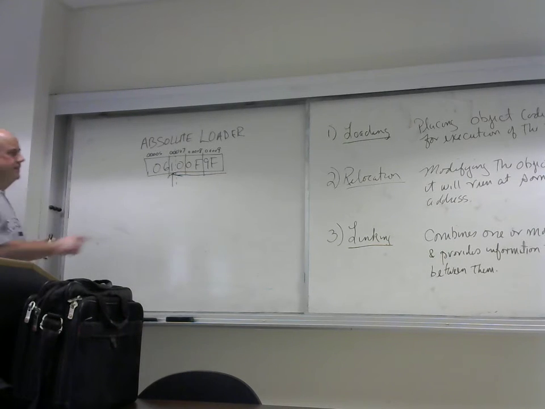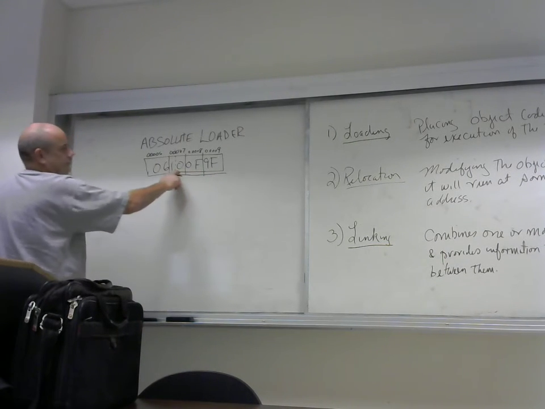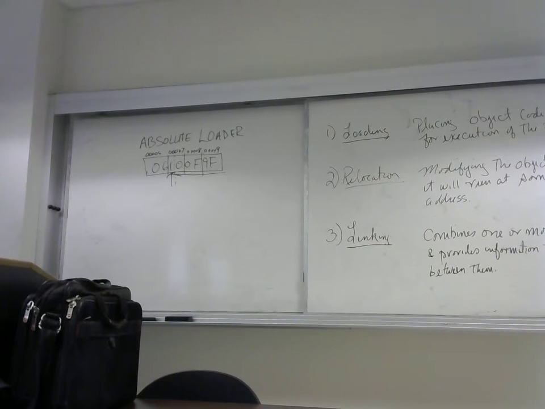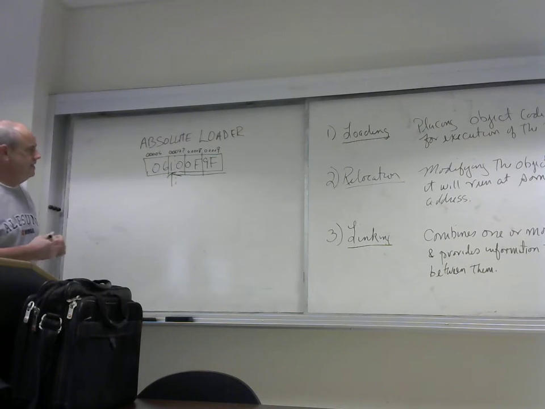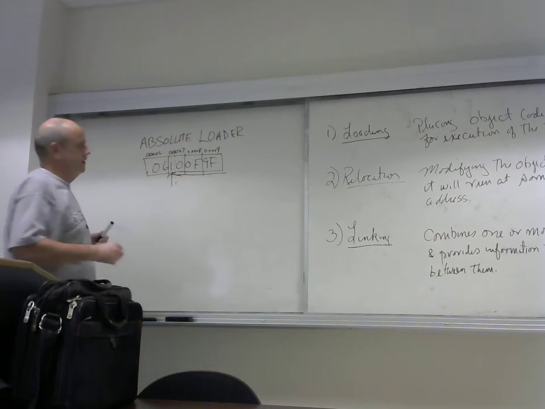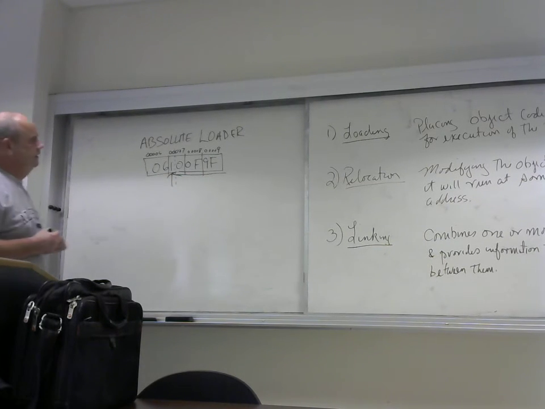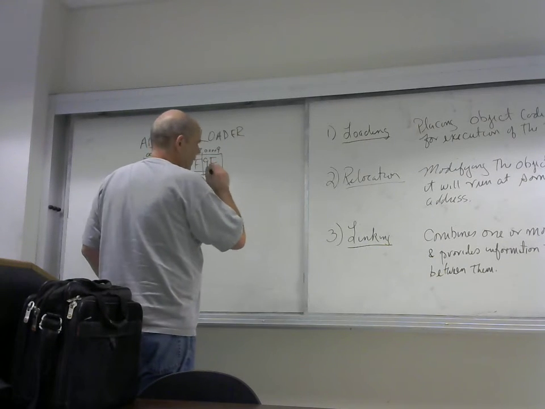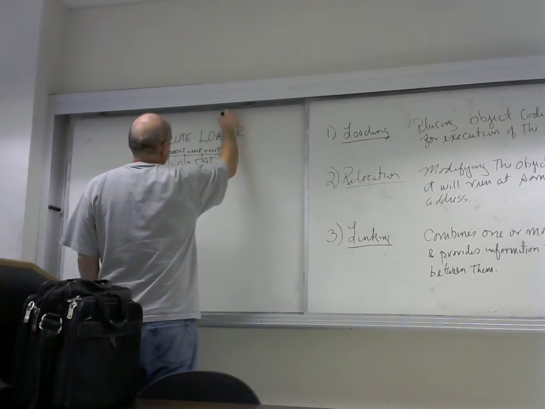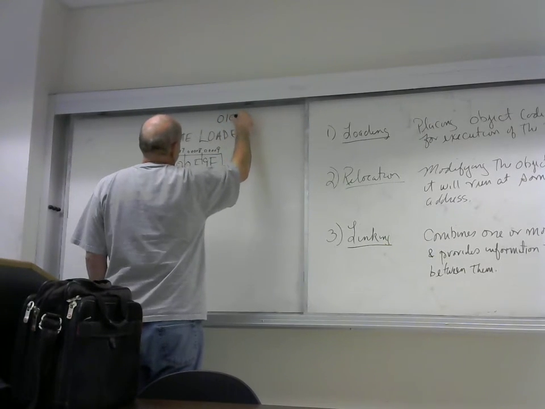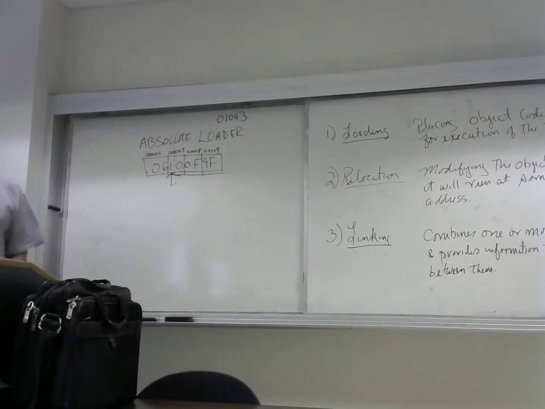It's 5 half bytes. 1, 2, 3, 4, 5. So it splits this byte in half, and these 5 digits have to be modified. What we have here is a listing of all the things that have to be modified when the program is actually loaded and run. So let's make an assumption here. Let's assume that our program is going to load at address 0, 1, 0, 4, 3. Just made it up.